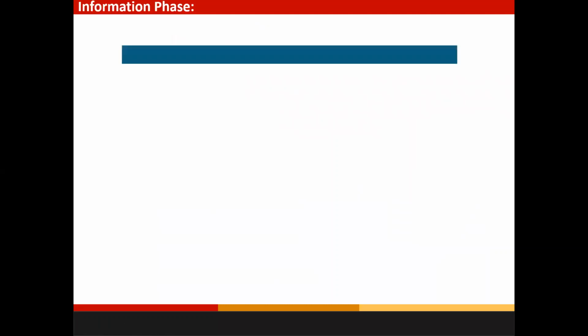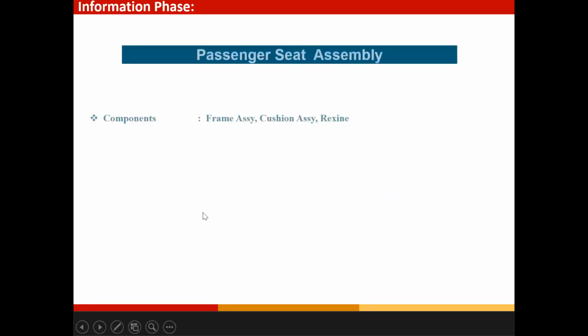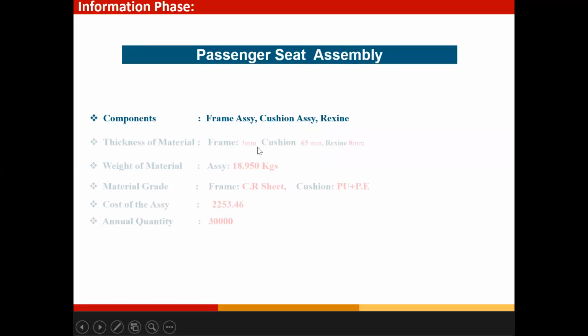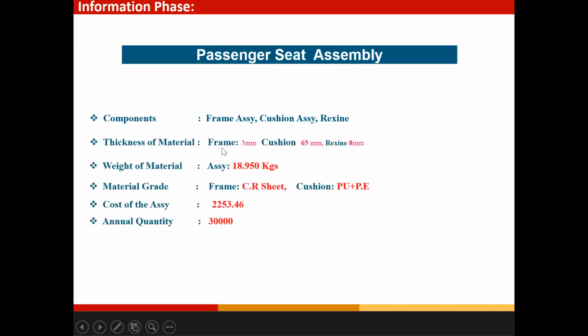The first phase is nothing but the information phase, where they take the information about the components they're going to take for the project or for the value improvement. They've taken the frame assembly, cushion assembly, and chain, which is a part of the seat assembly. They also consider the thickness of the individual parts, frame, cushion, and chain, and what is the overall weight. What is the material being used?